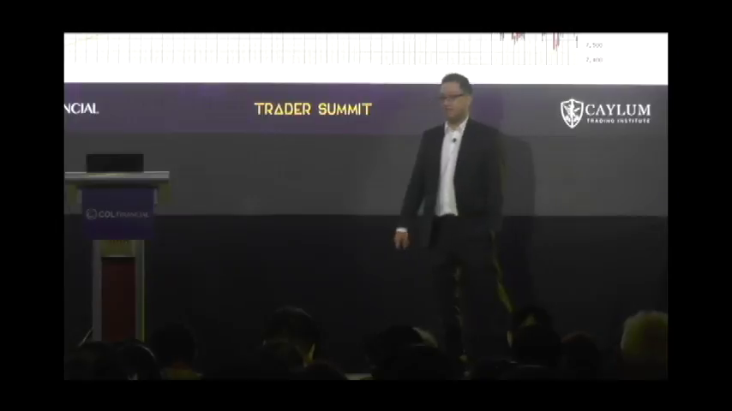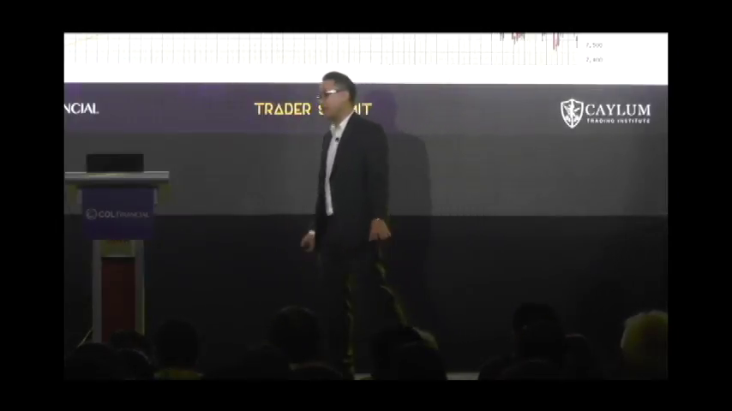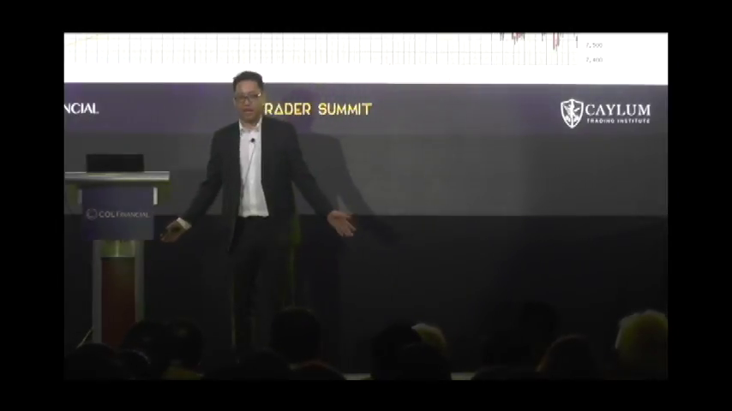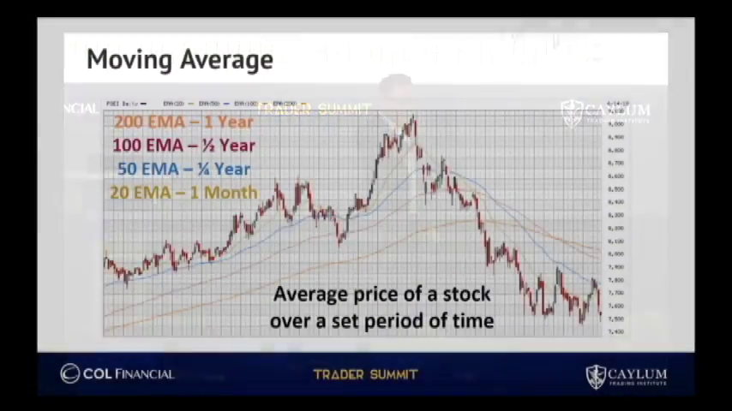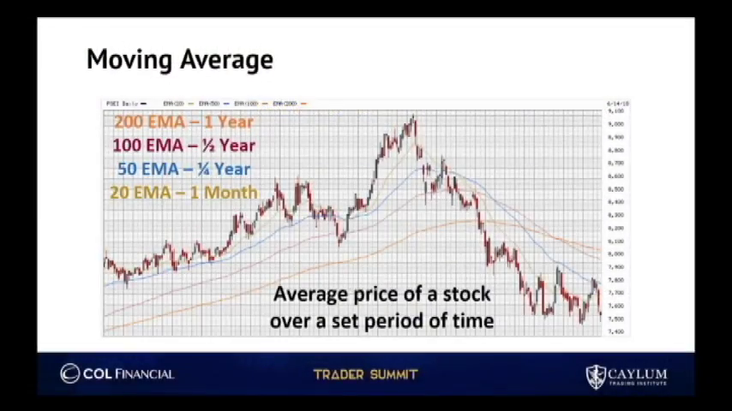This is what I'm going to add. This is the most simple thing of all, no? These multicolored lines, you see it? Yellow, blue, maroon, and orange. You see those 4 lines? These 4 lines are moving averages. So the key word in moving averages is moving or average? No, average. Average.